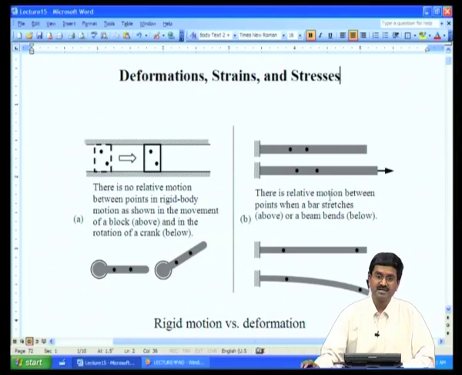So, these are the two things that we need to keep in mind as we proceed to work towards the modeling of solids.